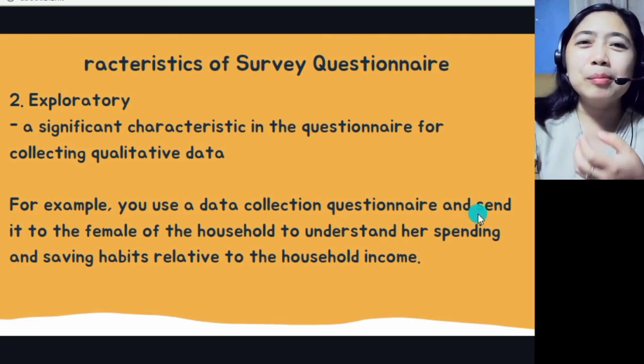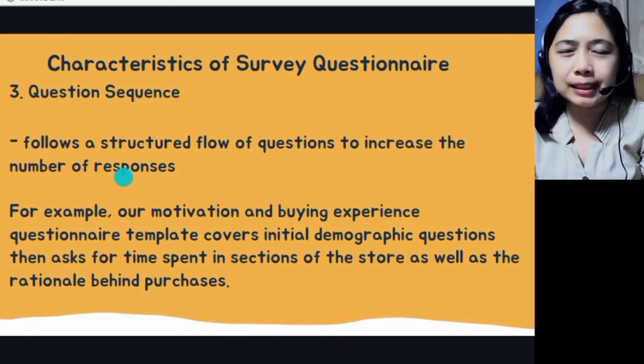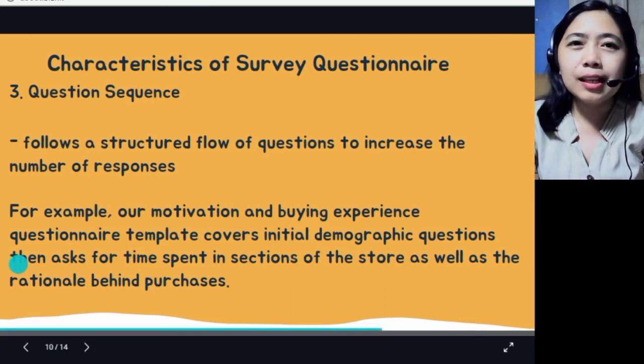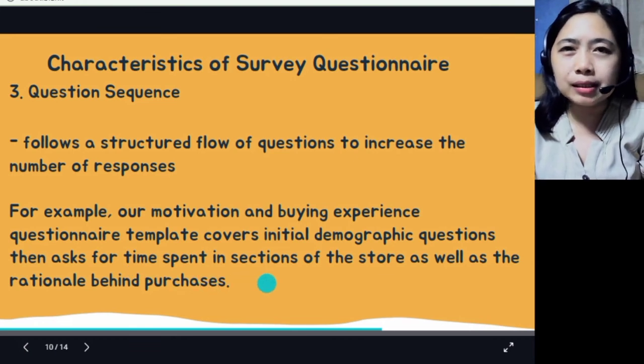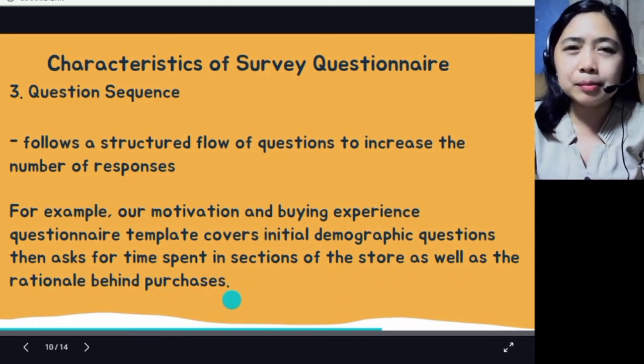Okay. So we have here the third characteristic of a survey questionnaire, which is question sequence. And in here, it follows a structured flow of questions to increase the number of responses. Okay, for example, our motivation in buying experience questionnaire template covers initial demographic questions, then asks for time spent in sections of the store, as well as the rationale behind purchases.